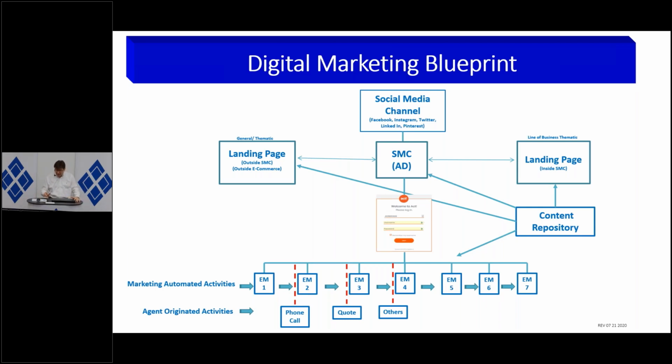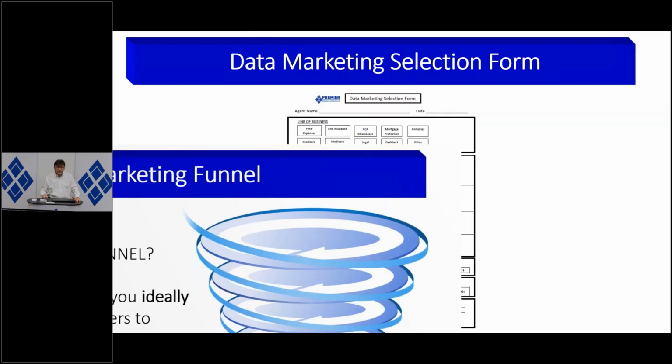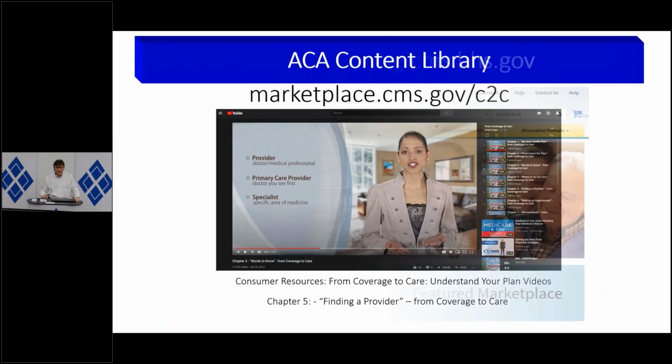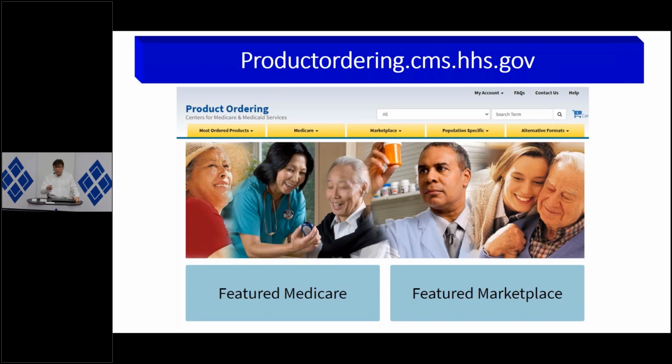Let me just go back to showing you that website where you can take, again, this is productordering.cms.hhs.gov. You need to open an account here. It's at no cost to you, and you can download abundant material on Medicare and on the marketplace produced by the federal government that you can email to people. There are videos there also that you can email them the video. You can post those videos.